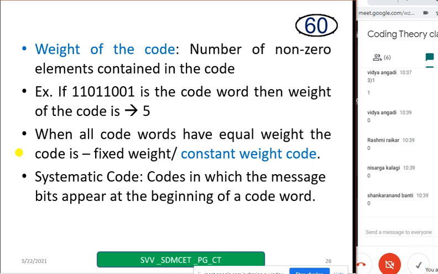Weight of the code is nothing but a number of non-zero, which is nothing but a number of ones. So in this example, I have shown 1, 2, 3, 4, 5 ones are there, therefore the weight is 5. And when all code words have equal weight, I can say it is a fixed weight or constant weight code. Systematic code is nothing but codes in which the message bits appear at the beginning. So whatever we are discussing in this chapter, we write the data bits at the beginning followed by the parity bits. Together it will become a code word. So such codes we call a systematic code. The reason is in a systematic code, at the beginning we have data bits followed by some parity bits.